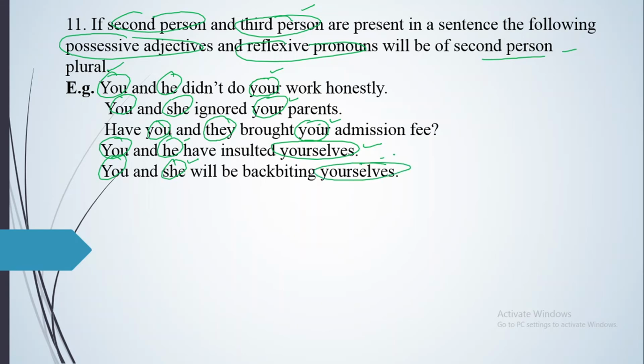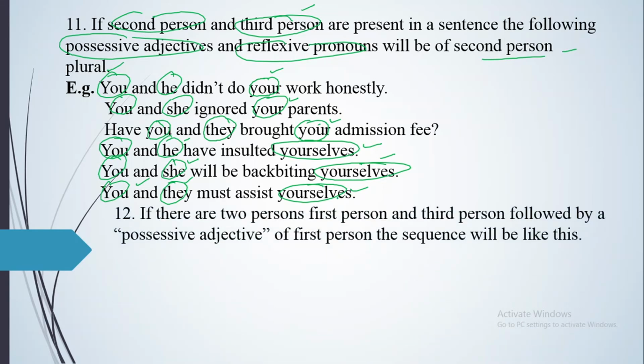Yourselves is the possessive adjective of plural of second person. Third example, you and they. You is second person, they is the third person plural. Must assist yourselves. Clear? Must help yourselves. So that is the reflexive case of second person plural.